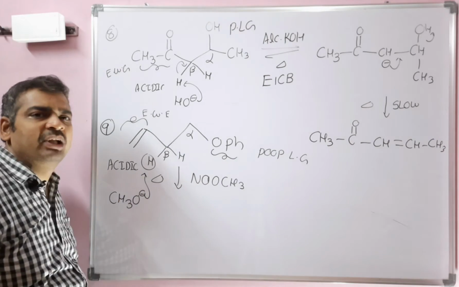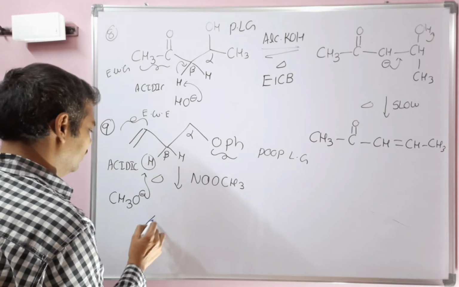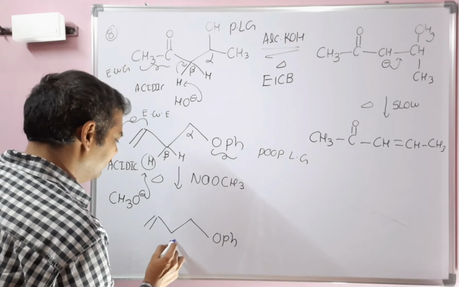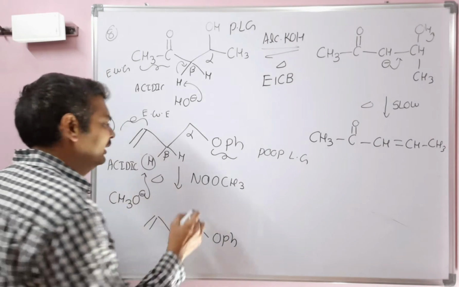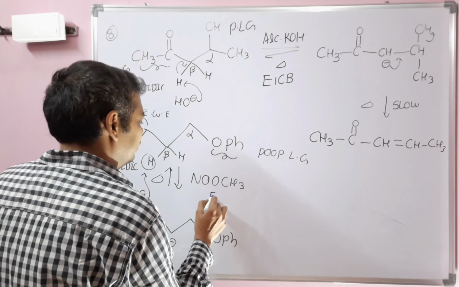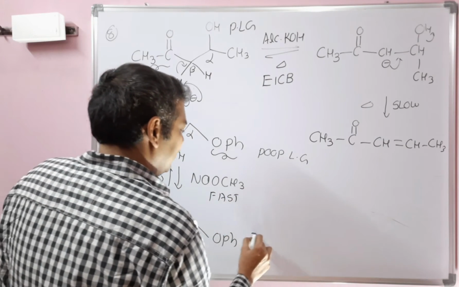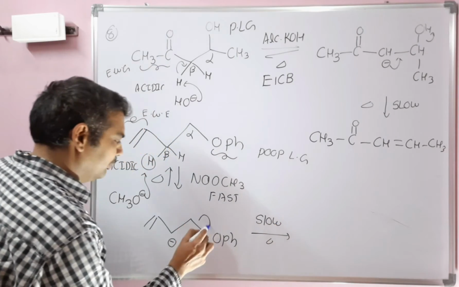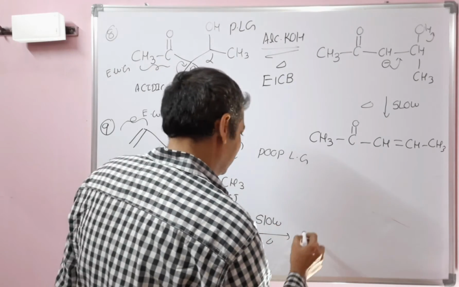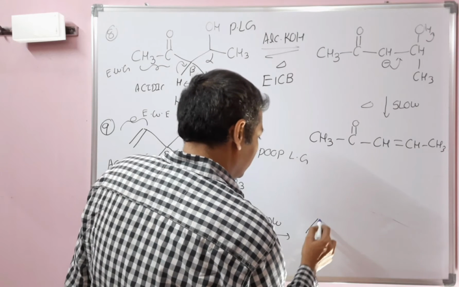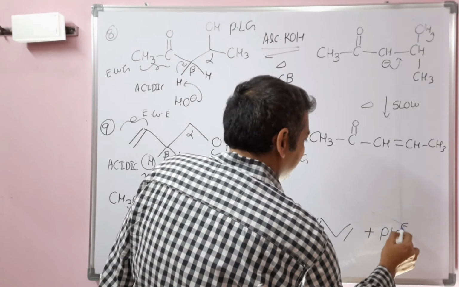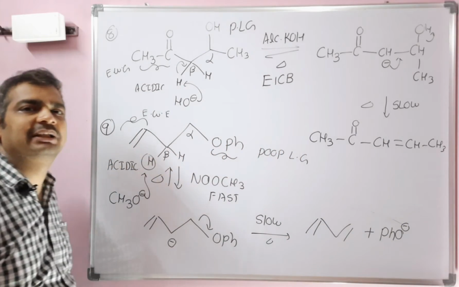In the first step, methoxide will abstract a proton to give a carbanion. This is the carbanion that is obtained in the reaction. It is an equilibrium, and this is a fast step. In the next step, expulsion of the leaving group at high temperature. So phenoxide will be going out to give 1,3-butadiene plus phenoxide ion. This is the product obtained in this reaction.